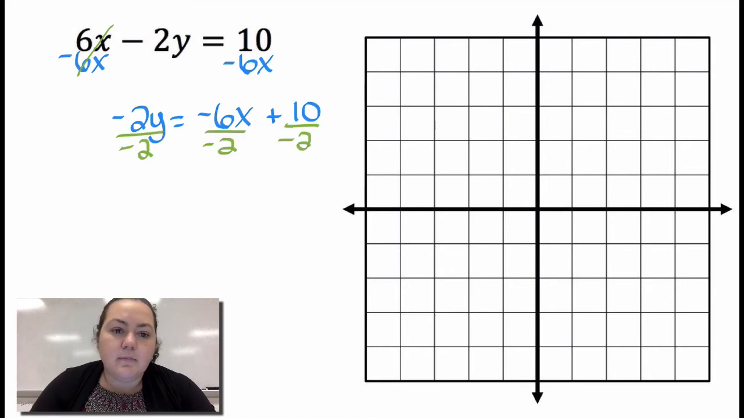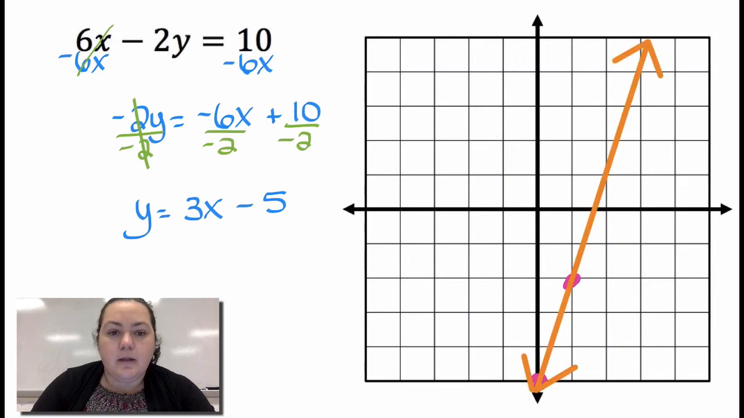Now I'm going to divide everything by negative 2. So that's going to give me y equals negative 6 divided by negative 2. A negative over a negative is going to make it a positive. 6 divided by 2 is 3. So it's 3x. And then 10 divided by negative 2 would give me negative 5. So now I have a slope and a y-intercept. My y-intercept is negative 5. So I'm going to go to negative 5, put a dot. And my slope is 3, so I'm going to go up 3 over 1. And then I can draw my line.